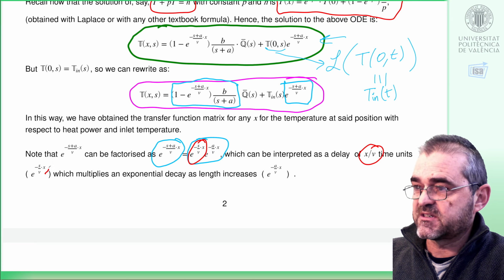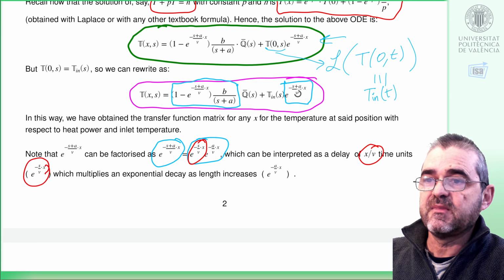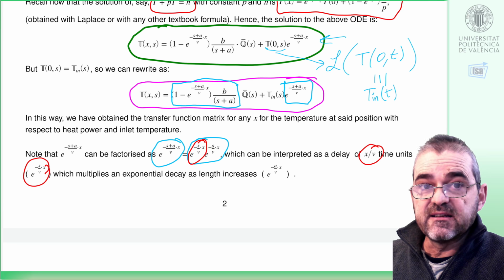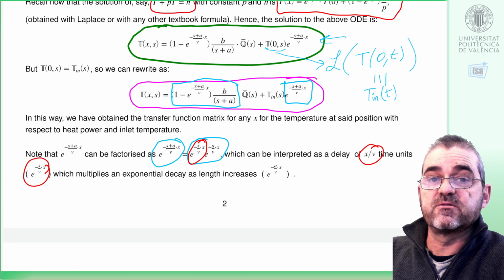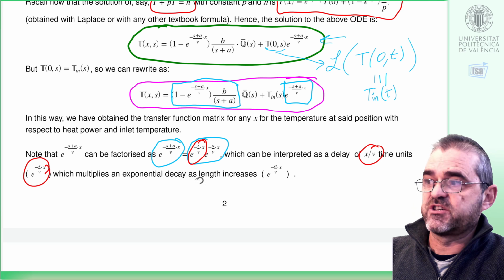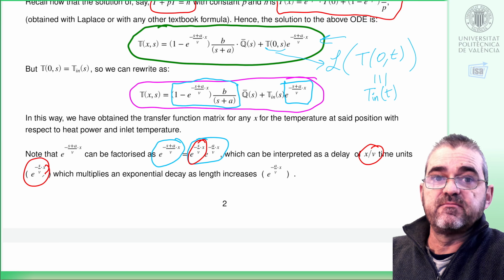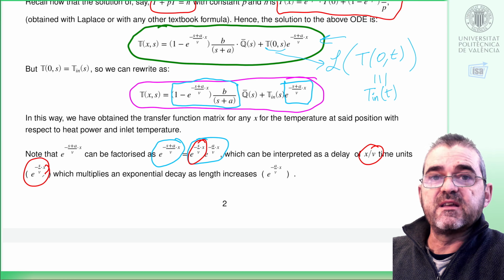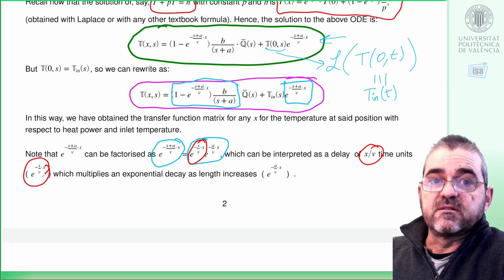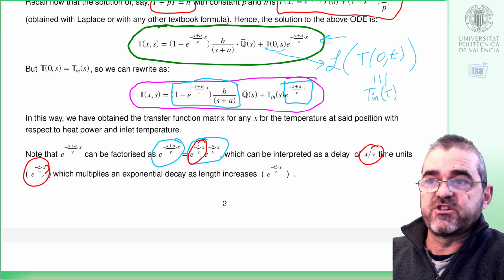In general, this is a delay, saying that the effects of the input temperature will be felt at position x with a delay that is proportional to the length of the pipe that the fluid has to cover to reach that position. This is, of course, coincident with what intuition would expect about the transport delay. The further away we are from the left side, the longer it will take for hotter or colder inlet temperature to be felt by a sensor at that position.